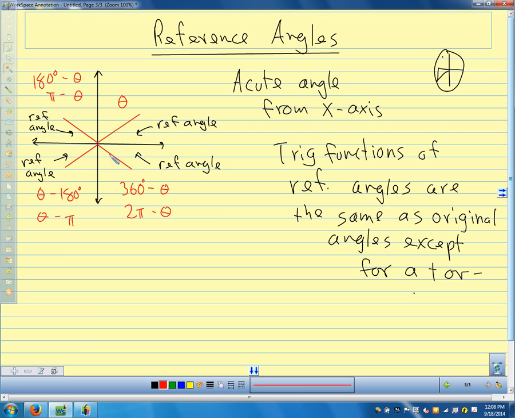And especially when you're talking about applications, if you're doing something in physics and you have this angle here, you work with the small angle and then you just realize that your x-coordinate is negative. So you don't have to work with this big angle. You can work with this little small angle.